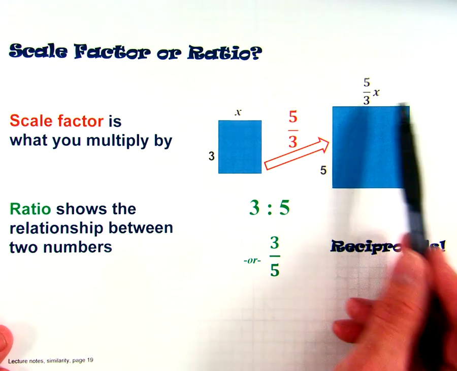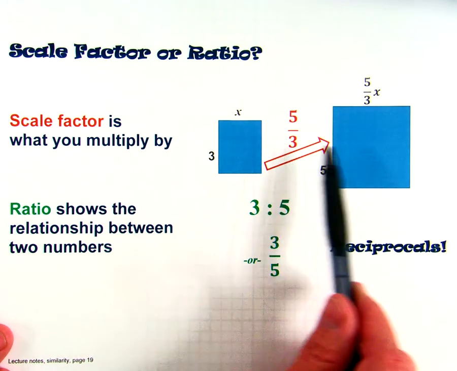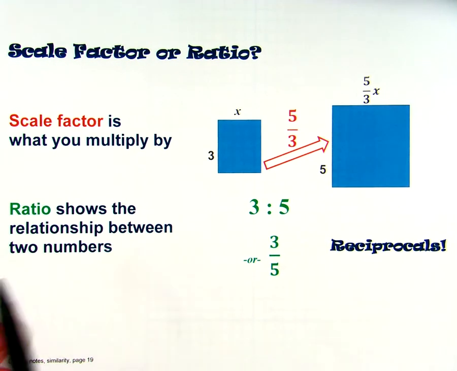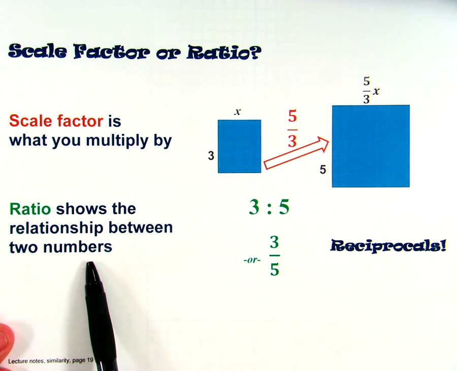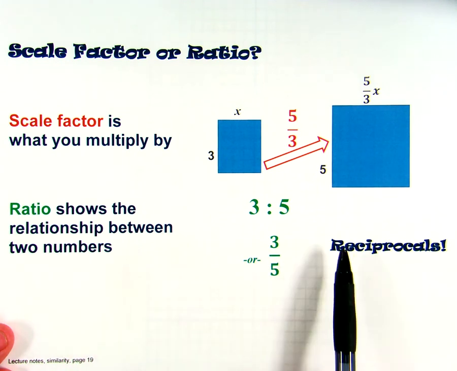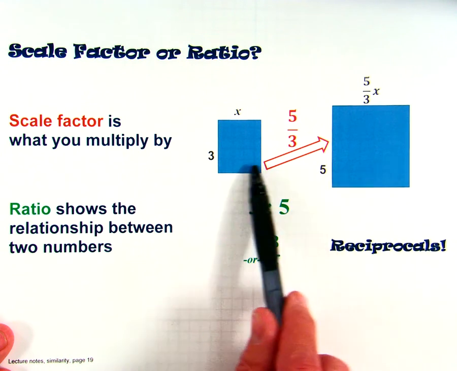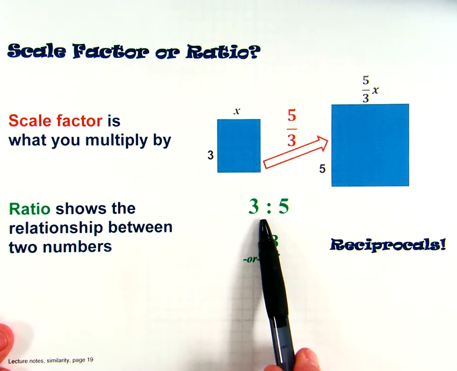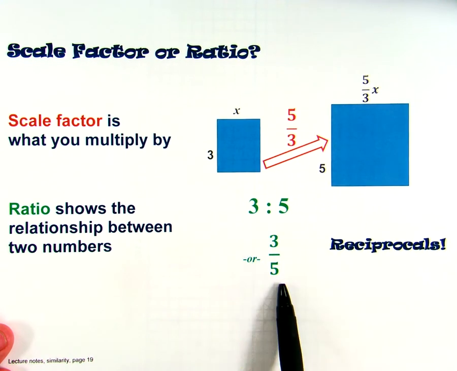Scale factor. Factor means multiplying. So what do you multiply by? Multiply by 5 over 3 to go from here to here. Ratio, however, talks about the relationships between the two numbers, and we always state the ratio in the order that it's given to us. So here we have the small one first and then the big one. We have the small one with 3, the big one with 5, so we state the ratio as 3 to 5. Written as a fraction, it's 3 over 5.